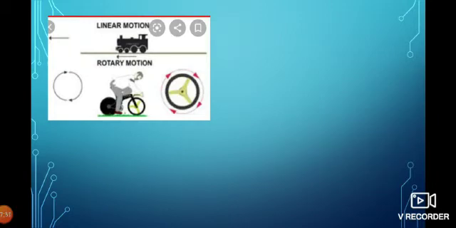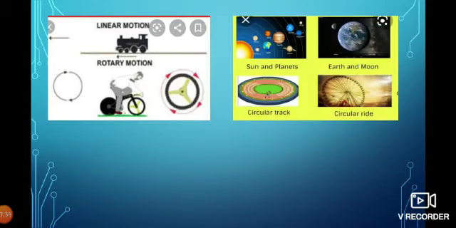Some examples for these motions: for linear motion, the train can move on the straight track. For rotatory motion, the wheels are an example. And for circular motion, the planets moving around the sun, that path is an example of circular motion.